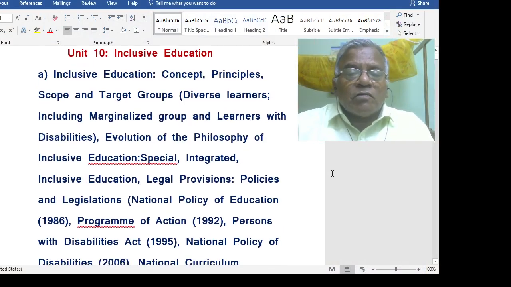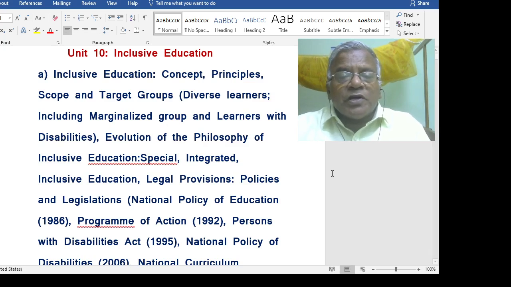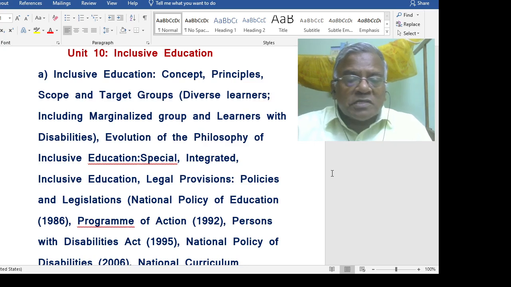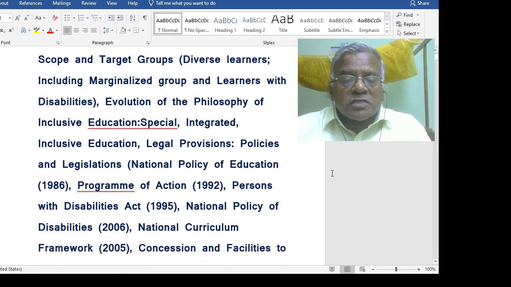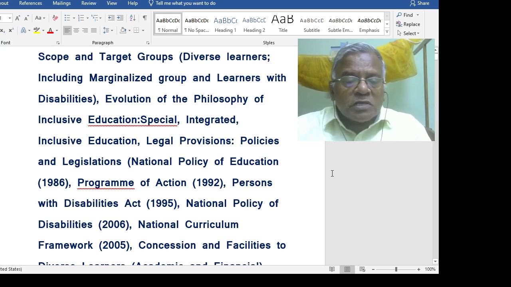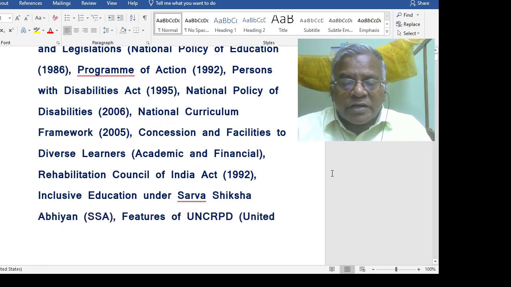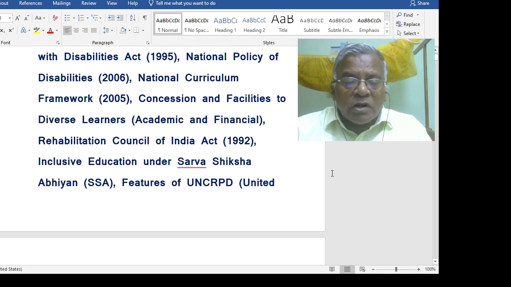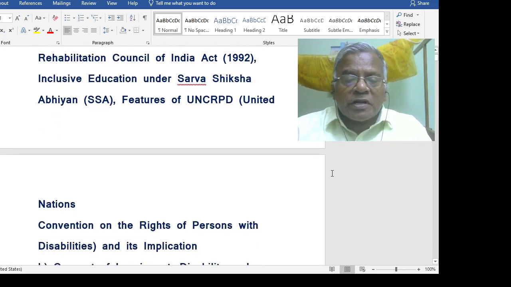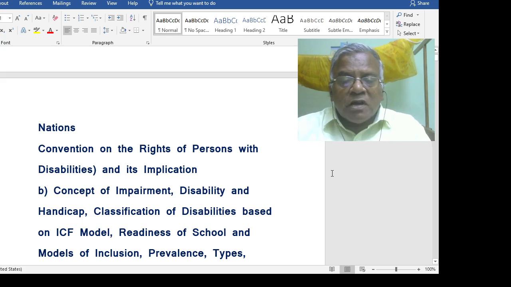Inclusive education, what is the content? What is the syllabus here? In part A, we have inclusive education, concept, principles, scope, and target groups, diverse learners, including marginalized groups and learners with disabilities. Evolution of the philosophy of inclusive education, special, integrated, inclusive education, legal provisions, policies and legislations, National Policy of Education 1986, Program of Action 1992, Persons with Disabilities Act 1995, National Policy on Disabilities 2006, National Curriculum Framework 2005, concessions and facilities to diverse learners, academic and financial, Rehabilitation Council of India Act 1992, inclusive education under Sarva Shiksha Abhiyan SSA, features of UNCRPD, United Nations Convention on the Rights of Persons with Disabilities and its implications.